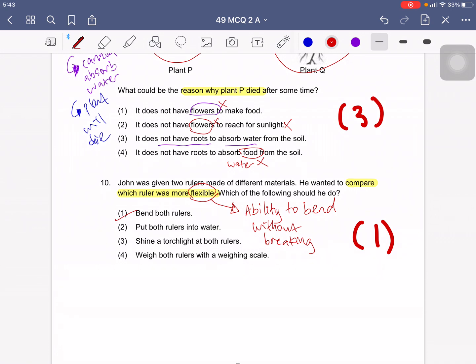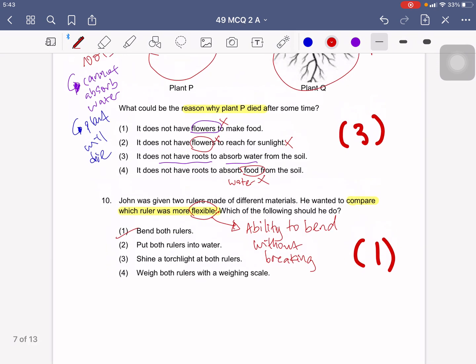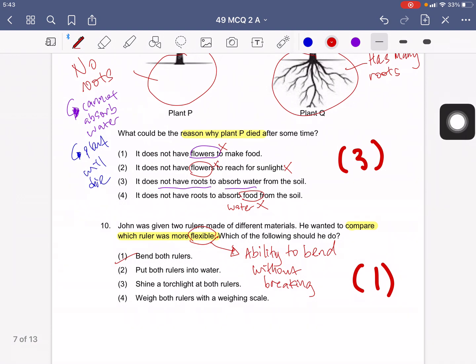If you choose to put both rulers in the water, it doesn't make sense. We are not trying to test whether they can float or not. Number 3, shine a torchlight at both rulers, also doesn't make sense. We are not trying to test whether light can pass through or not. Number 4, weigh both rulers with a weighing scale. We are not trying to test for their mass. So answer must be 1. Alright, so that's the answer for the first 10 questions. Look out for the next video.